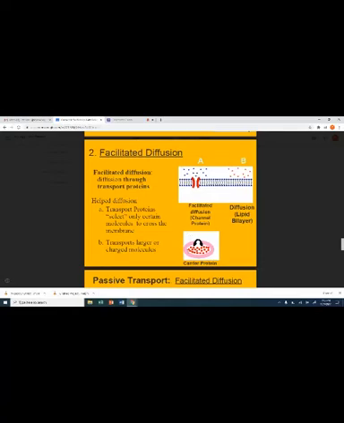Now, this picture right here called a carrier protein is another type of transport protein, but that is in protein pumps, active transport, because this protein is going to have to physically change shape to pump materials in and out. But channel proteins are a type of transport protein that don't require energy and are going to be involved in facilitated diffusion, a type of passive transport.